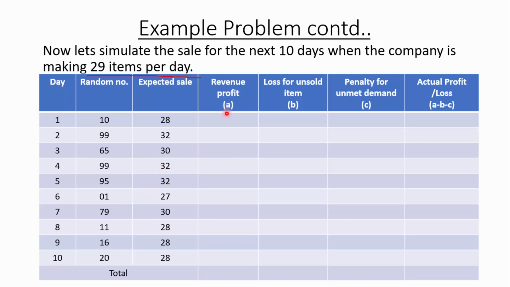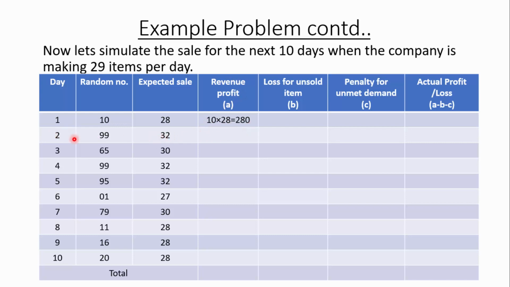This is the profit revenue which is rupees 10. This is the loss for unsold item which is rupees 15 per unit. This is penalty for unmet demand which is rupees 5 per unit. So the expected sale here will be 28, which is less than 29. So all the sale can be met, and the revenue profit here is 10 into 28, which is 280.